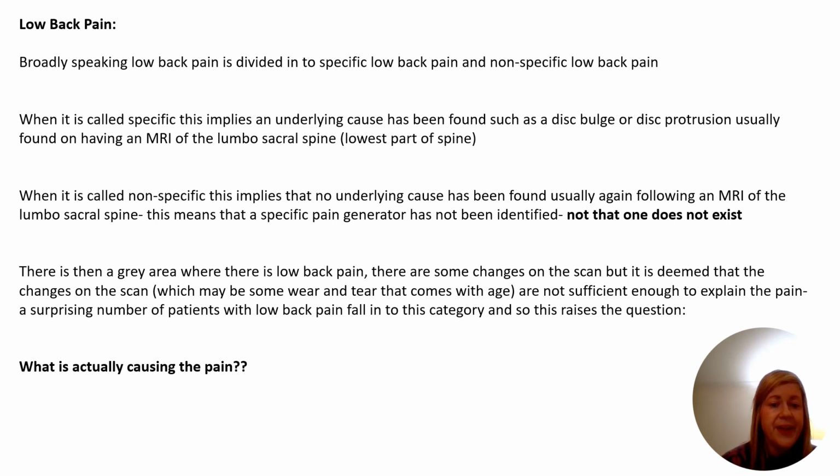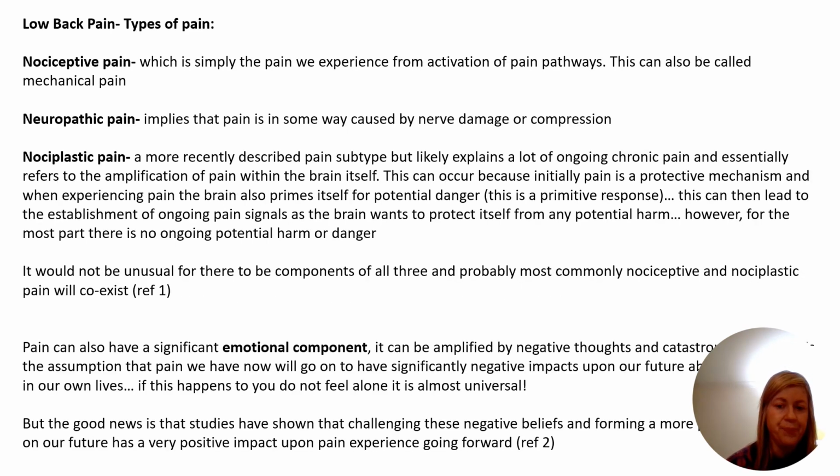And when it is non-specific low back pain, it usually implies that a structural cause has not been found on the MRI scan. Now, this means a specific pain generator hasn't been identified, not that one does not exist. So then there's a grey area where there is low back pain. There are some changes on the scan, but it is deemed that the changes on the scan, which may be wear and tear related to age, are not sufficient to explain the pain. And a surprising number of patients will fall into this category. And so this raises the question, what is actually causing the pain?